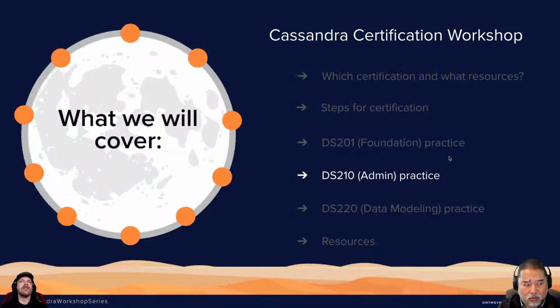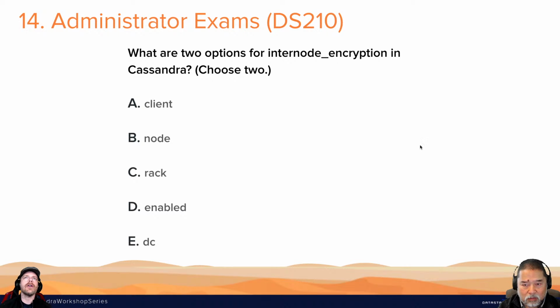So looking at question 14, what are two options for internode encryption in Cassandra? Now, something I want to point out. In the real exam, if you saw something like this that says choose two, that means choose two answers. Now, Menti is limited in the way that we can do the quiz questions, so you can only pick one. If you get either one of the correct answers right, you'll get it right here, right? Just know in the real exam, if you see something that says choose two, you have to choose two answers.